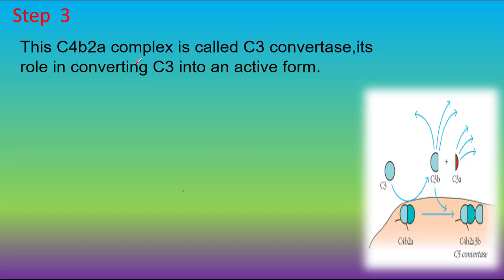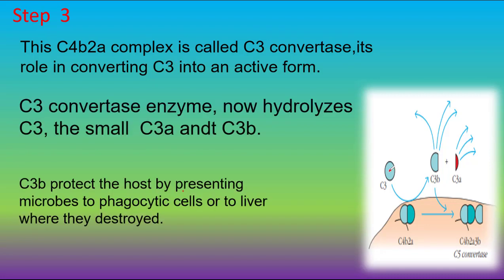C3 convertase has its role in converting C3 into its active form, meaning that C3 convertase cleaves C3 into two fragments, C3 alpha and C3 beta. The C3 alpha molecule diffuses away and C3 beta protects the host by presenting the microbe to phagocytic cells or to the liver where they are destroyed. C3 beta attaches to the membrane surface of the pathogen and acts as a binding tag, which is recognized by the phagocytic cells and results in the lysis of the pathogen.